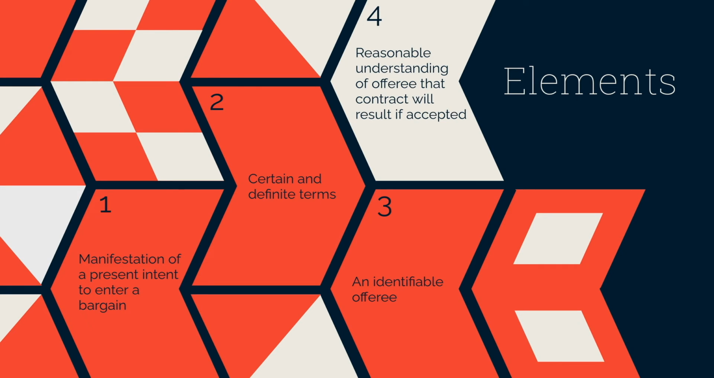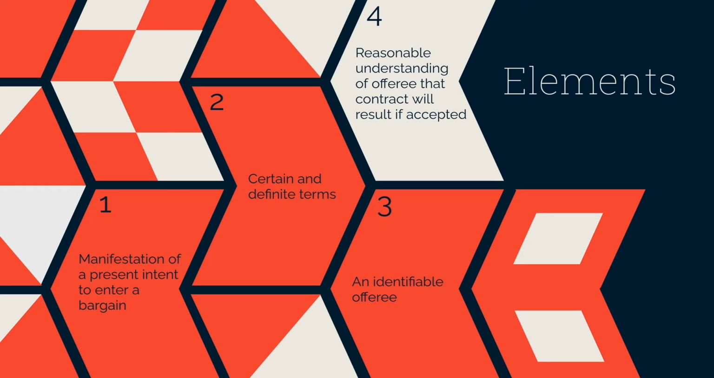So what about this last element, a reasonable understanding of the offeree that a contract will result if accepted? Remember what we're doing. We're using the objective theory of contracts, which we talked about in the previous lesson. We're asking, would a reasonable person looking at the manifestation coming from the alleged offeror say, it appears that this is someone proposing a bargain to which all I have to do is agree and a contract will result? That's what we need to know. Is that a reasonable way of interpreting the manifestation?